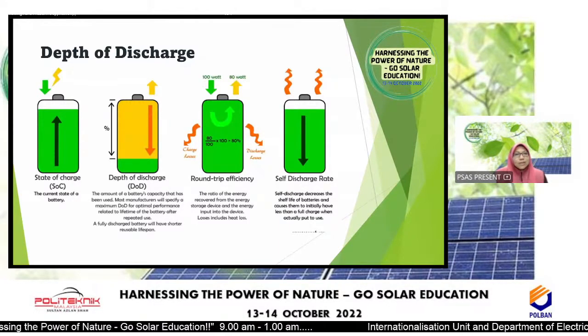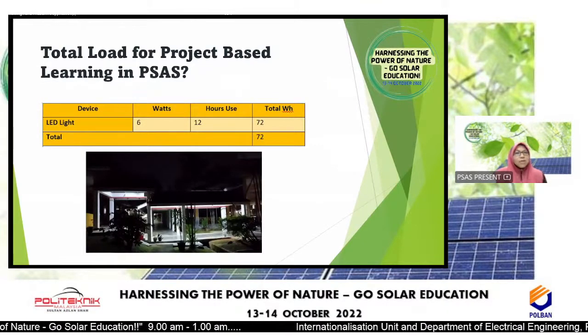All right, we're going back to our project based learning in the PSAS. In our project, we have the LED light, which is 6 watt, that we use for 12 hours from 7 p.m. to 7 a.m. So the total watt hour that we use from our solar panel is equal to 72 watts only. So we can use our solar panel for more devices because we use only 72.